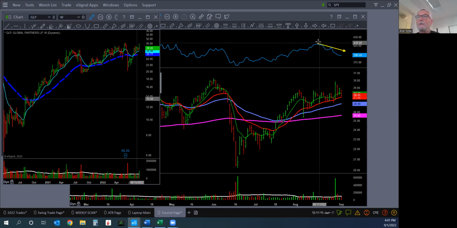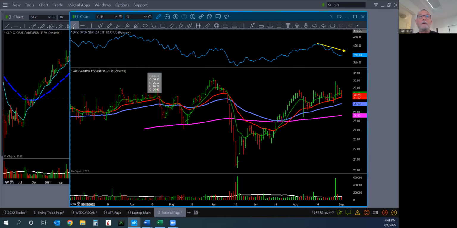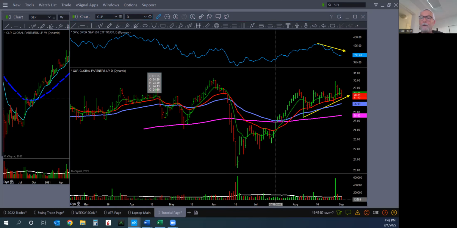The other interesting thing, you notice the slope of the Standard & Poor's, the SPY, is down. And this one, if you draw an arrow, is actually trending up. So that's what I like about this particular one. It has a relative strength to the overall market. So I kept that one over. And then I opened 2 new positions today.